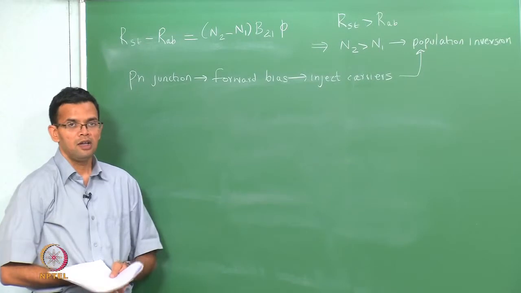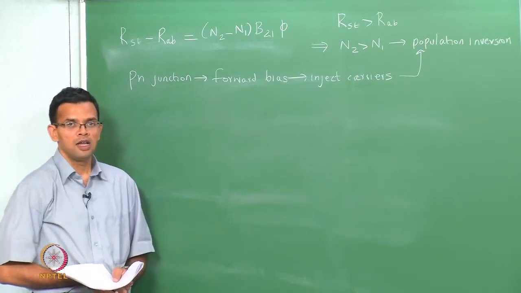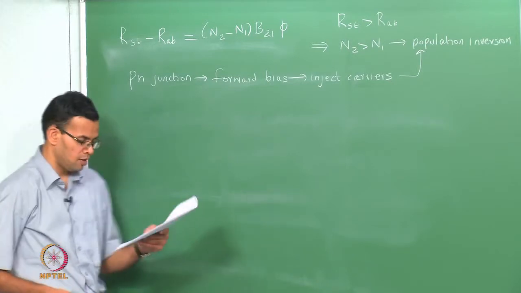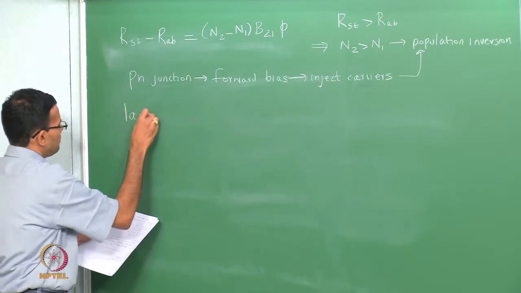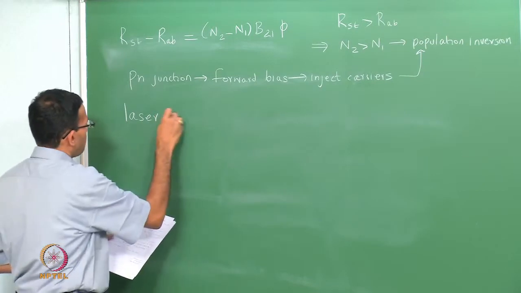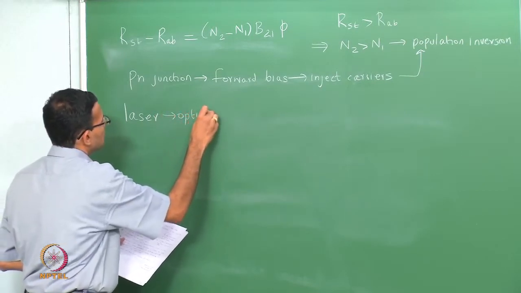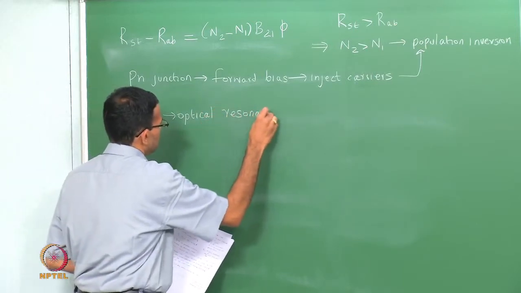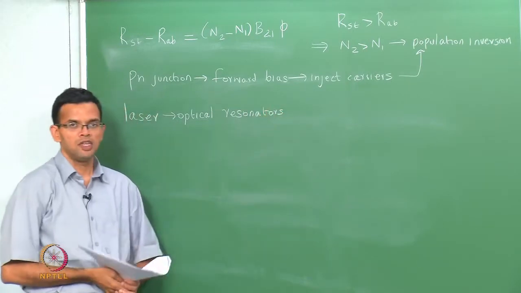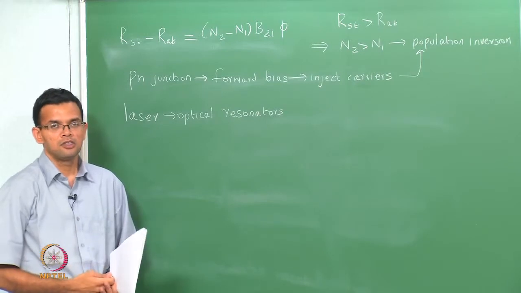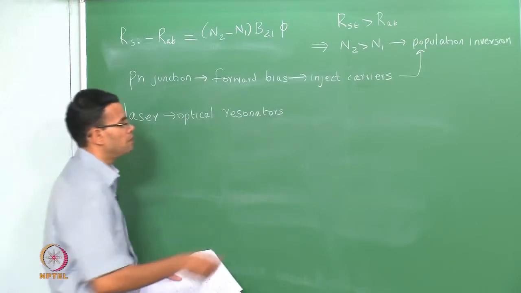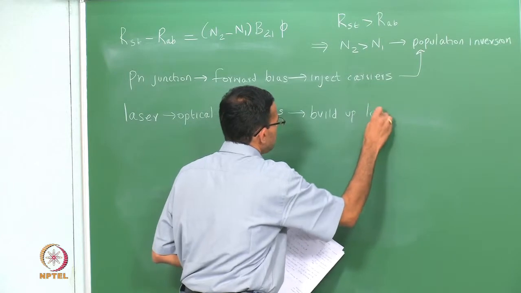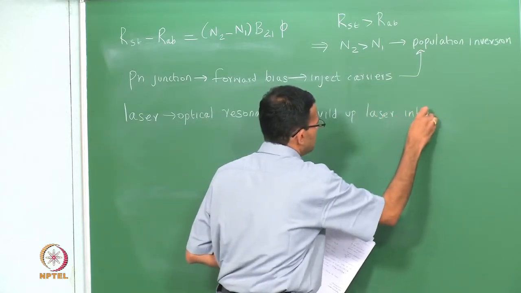We have seen earlier that a semiconductor laser structure is similar to an LED, but we also have other optical components to the device. So, typically a laser will have optical resonators. We will see those in a minute. The function of these resonators is to reflect the light, so that a certain intensity of laser is built up.